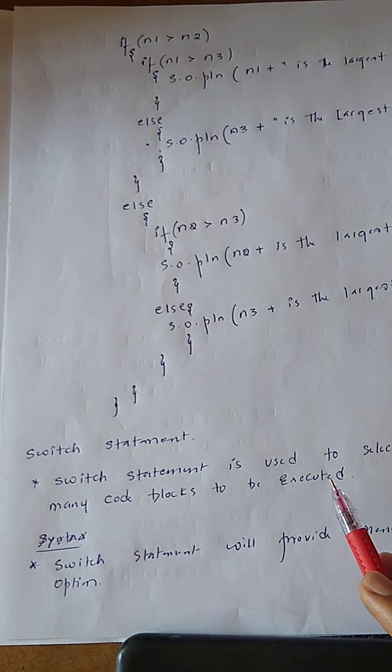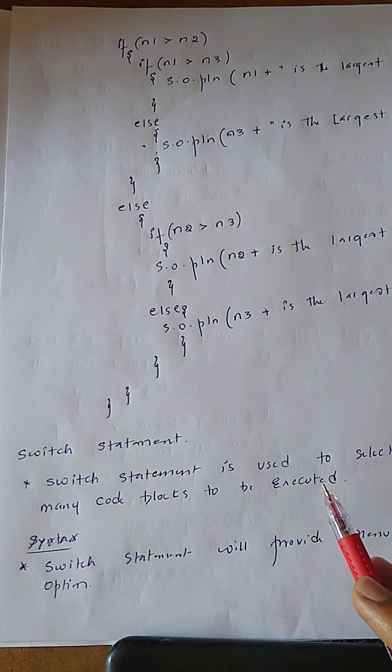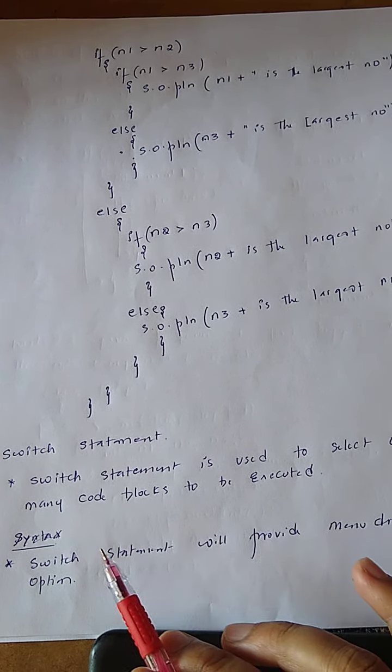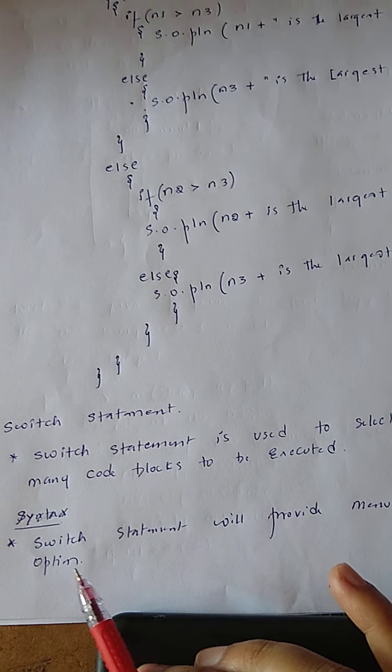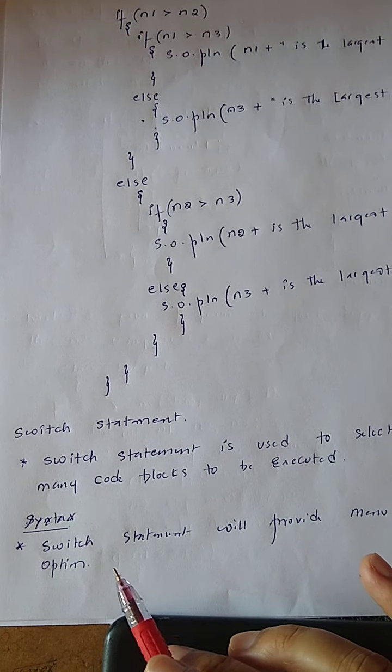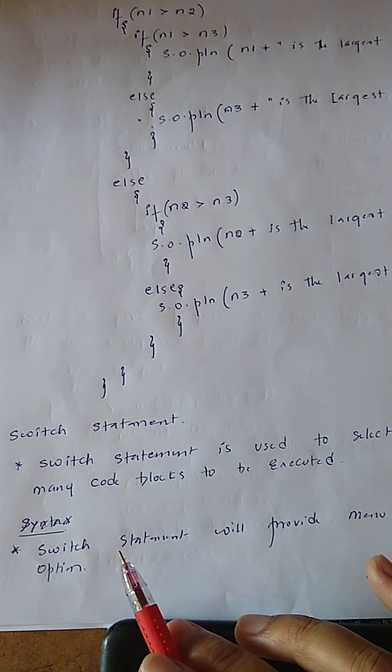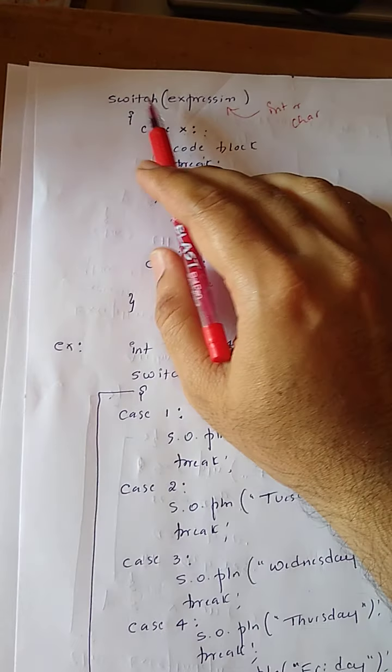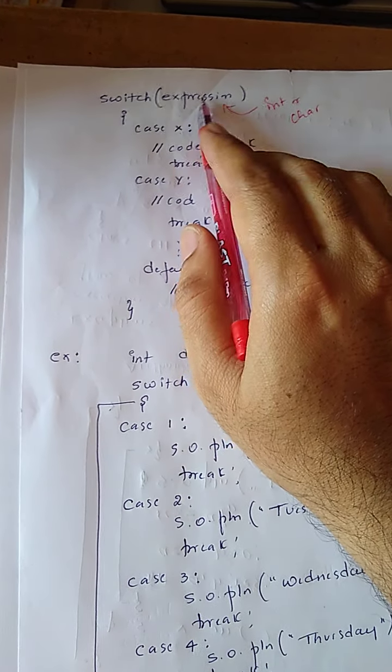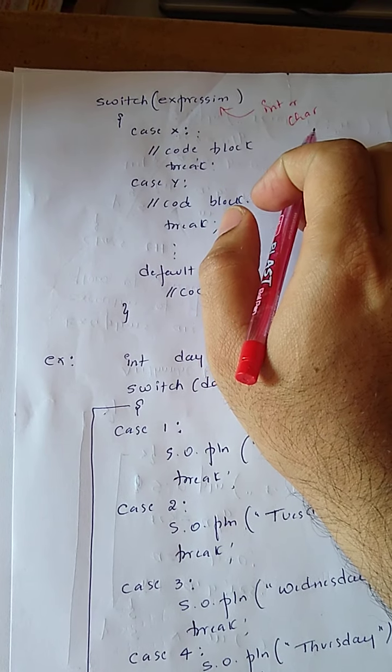If there are many code blocks and you have to select any one, then you can go with the switch statement, and the switch statement will provide a menu driven option. If you want a menu driven option in a program, you can go with switch. Okay, what's the syntax? The syntax is a switch expression, and this expression must be either an integer or a character value.